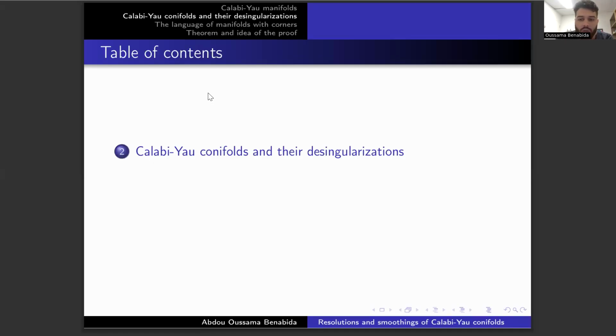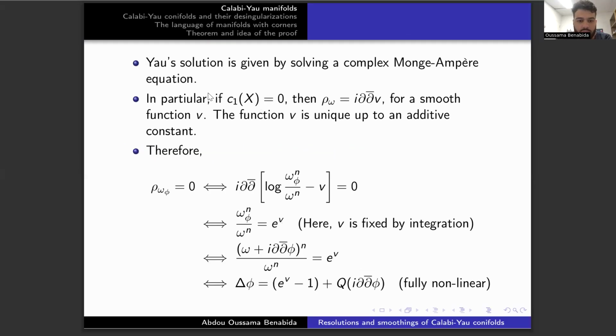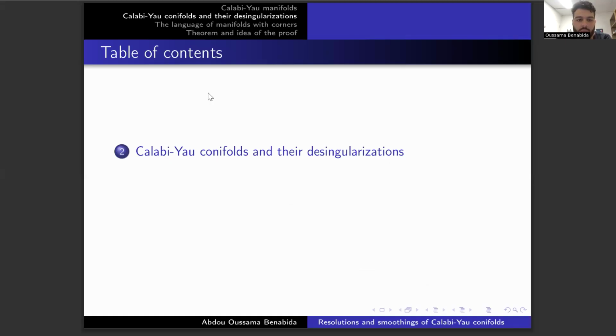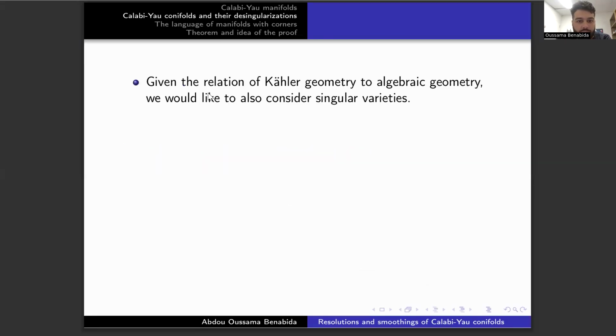So now we look. This is an introduction to Calabi-Yau manifolds. So now we look at Calabi-Yau conifolds. So as we said, Kähler geometry is very much related to projective algebraic geometry.